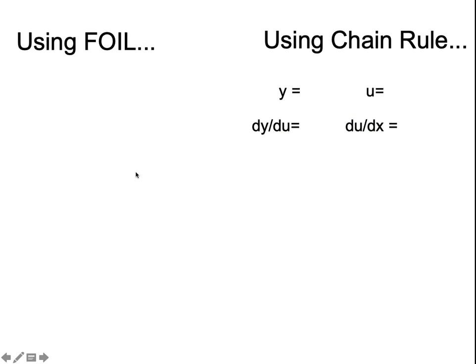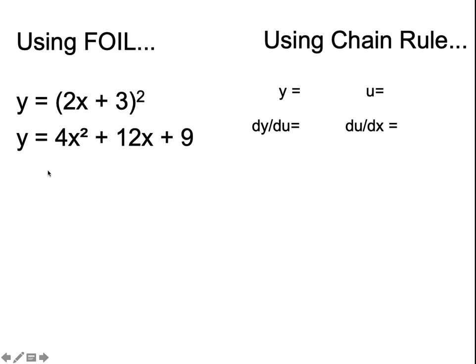So for instance, if we look at this first example here, we've solved problems like this and found derivatives before. So we can FOIL this out, and then we can use our power rule to find the derivative. So our derivative here would be 8x plus 12. We know this is true.